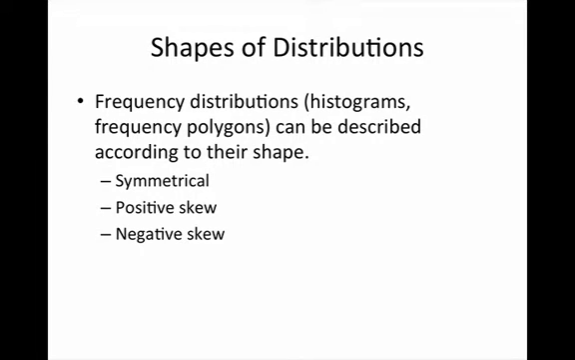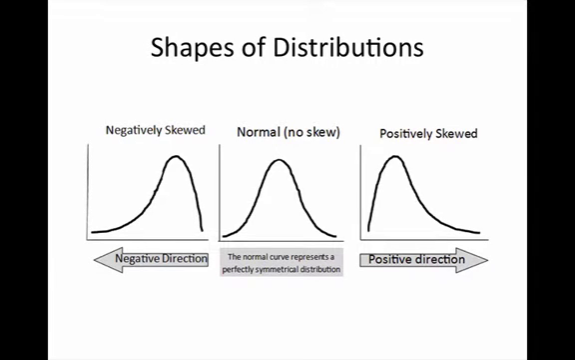Okay, finishing up chapter 2, we want to deal with how we describe shapes of distributions. And in this case, we're dealing with shapes of frequency distributions like histograms and polygons that can be described according to various characteristics. So, a frequency histogram, for example, can be symmetrical, meaning that it's relatively bell-shaped, with about 50% of the distribution above the mean and 50% of the distribution below the mean, or we can have positive or negative skew.